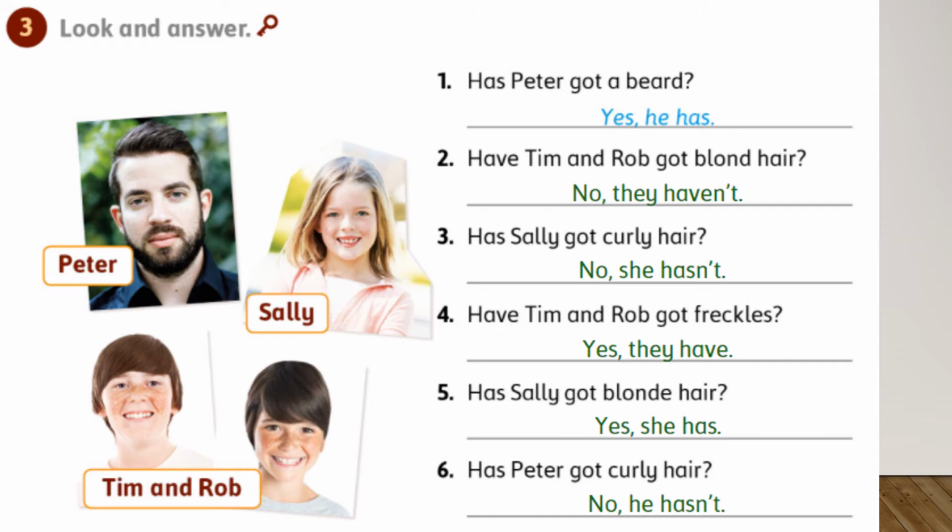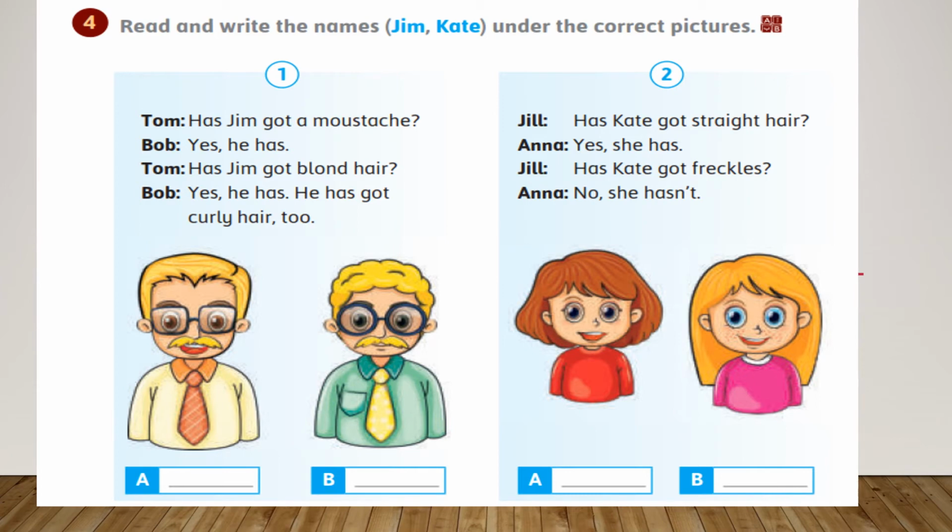Thank you so much for your active participation. Let's move to exercise number 4. What you need to do is to read and write the names Jim or Kate under the correct picture. Okay? Has Jim got a mustache? Yes, he has.